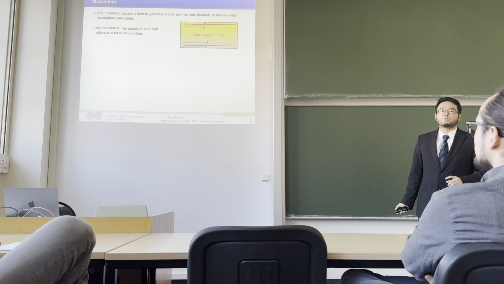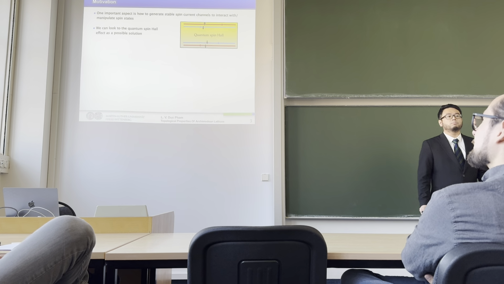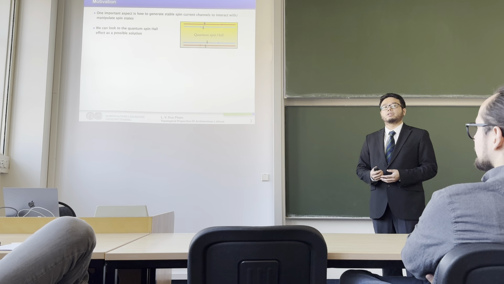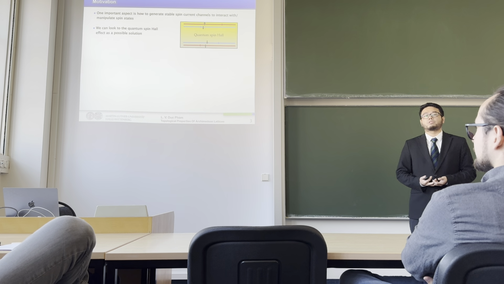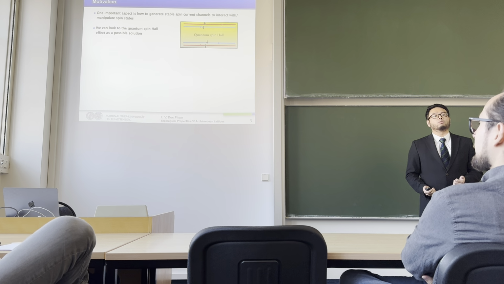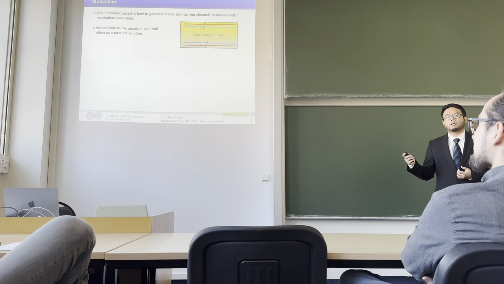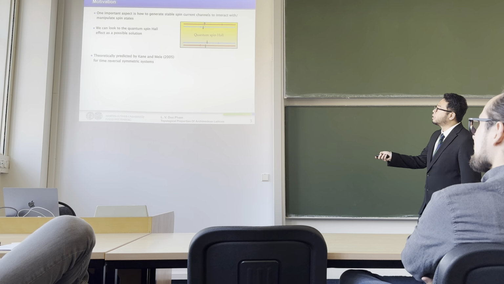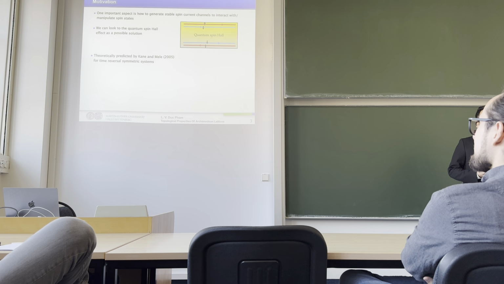This effect exists in two-dimensional systems, and while the total charge current is 0, you have flowing spin current on the edge of the system in 2 stable spin current channels, one for spin up and one for spin down. And this effect was theoretically predicted by Kane and Mele back in 2005 for time reversal symmetric systems. And they did this by proposing a very simple tight-binding model and solving it for the ribbon geometry of graphene.